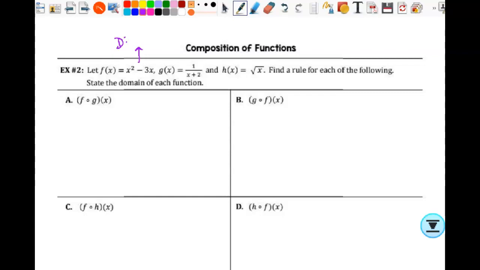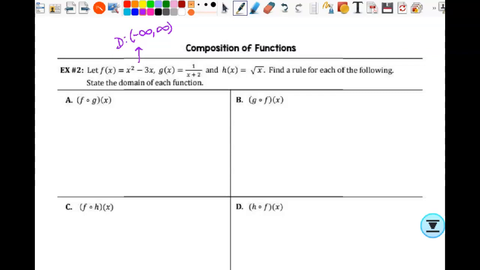Yes, very good. Because what is this going to graph? A parabola, which means it is all real numbers, so it is negative infinity to infinity. Very good. I act like that was the hardest question in the world. It scared me a little bit.